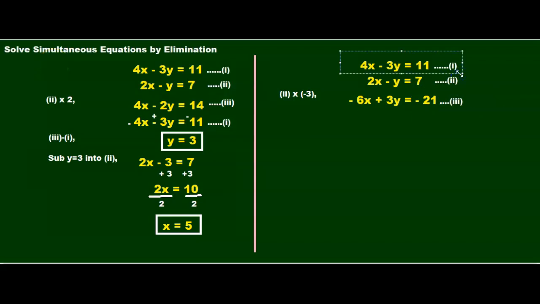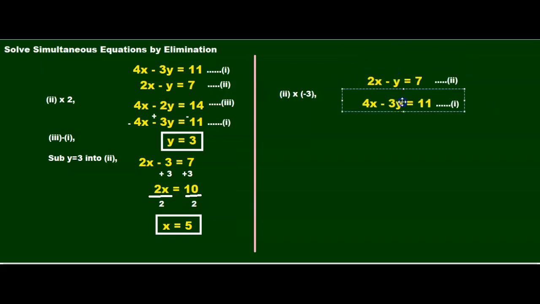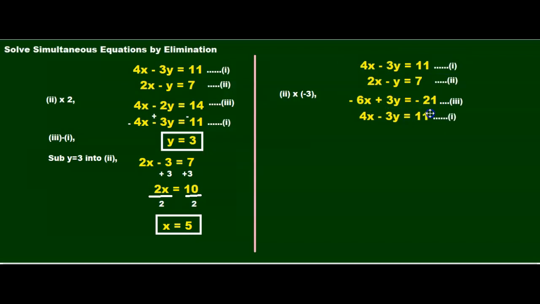Going to once again copy and paste equation 1 so that I have them in the same column and we can add down our two equations easily. Because we have a plus 3y and a minus 3y now, I'm going to have equation 3 plus equation 1. So negative 6x plus 4x gives me negative 2x, and then plus 3y minus 3y gives me 0. So I'm left with negative 2x equals negative 21 plus 11 gives me negative 10.